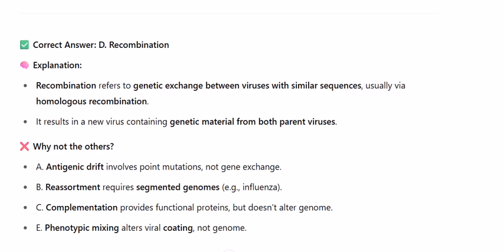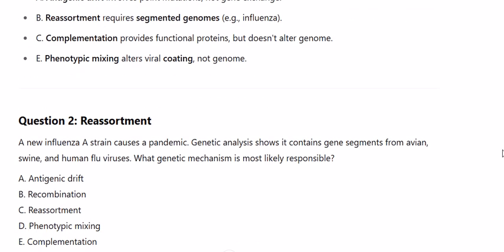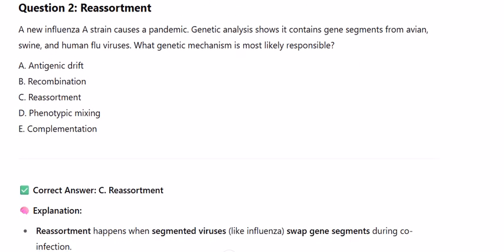Question 2. Reassortment. A new influenza A strain causes a pandemic. Genetic analysis shows it contains gene segments from avian, swine, and human flu viruses. What genetic mechanism is most likely responsible? A. Antigenic drift. B. Recombination. C. Reassortment. D. Phenotypic mixing. E. Complementation. Correct answer, C.